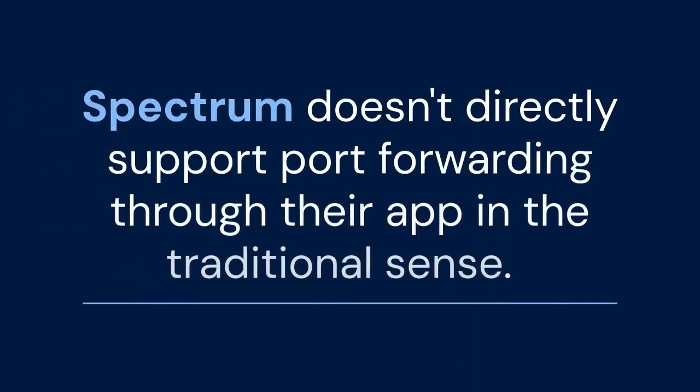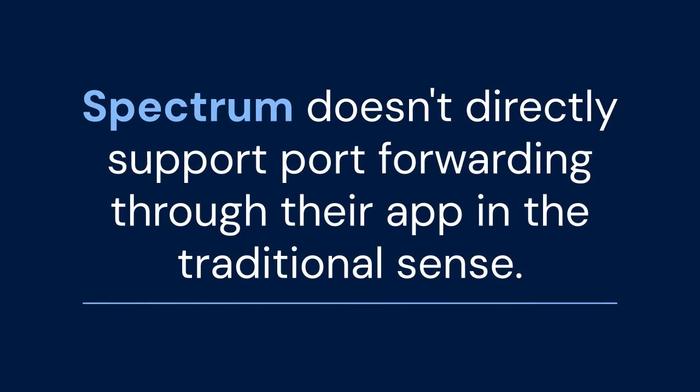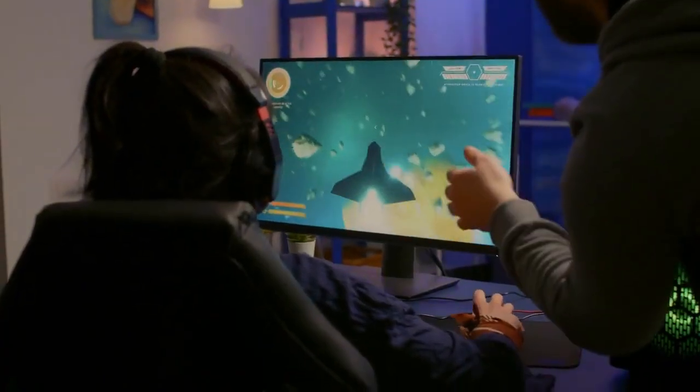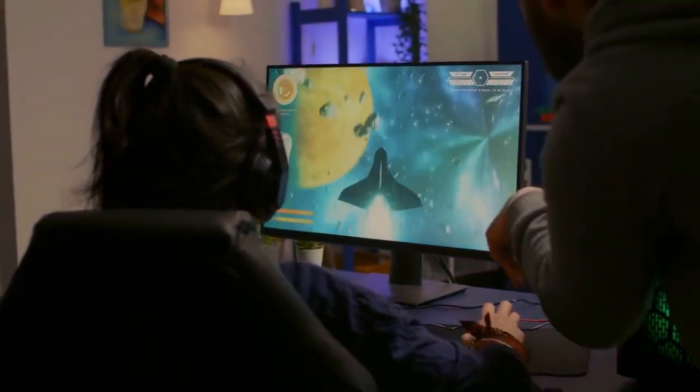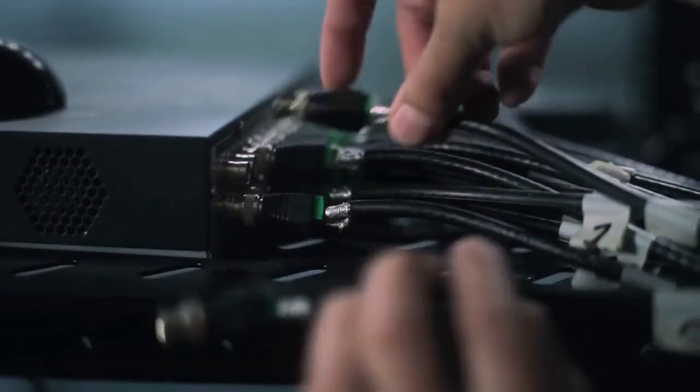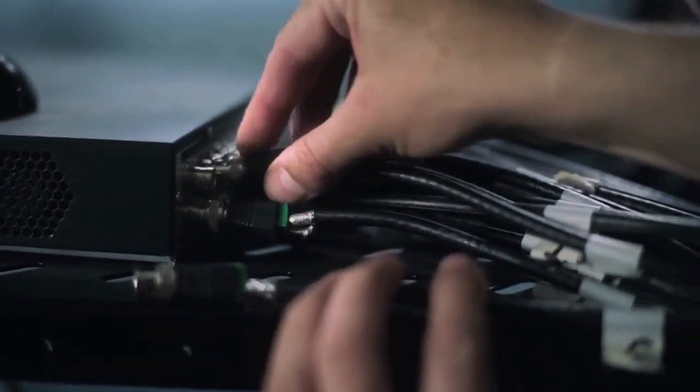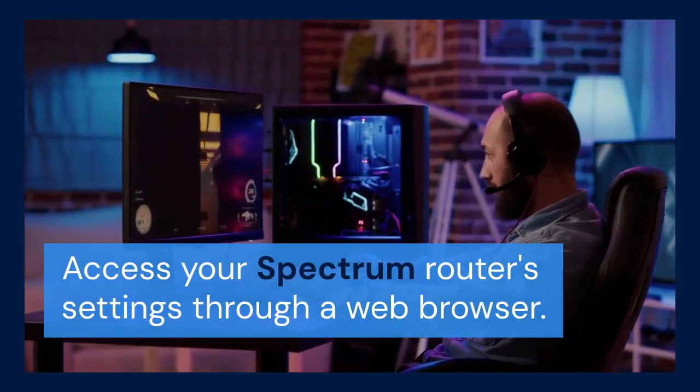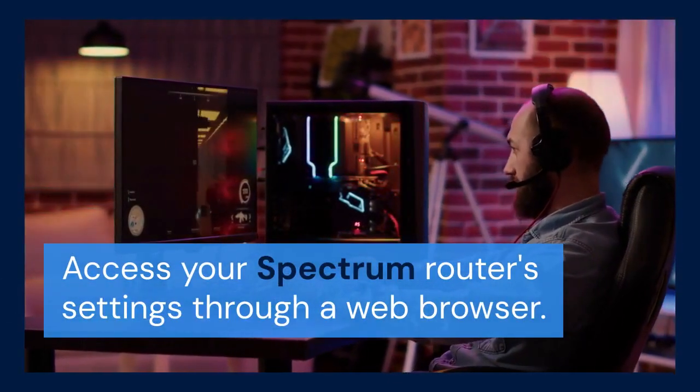Now, let's focus on Spectrum. Spectrum doesn't directly support port forwarding through their app in the traditional sense. Instead, it is more like a simplified interface to manage your router, and any port forwarding settings need to be done via the router's web interface. This means you will need to access your Spectrum router's settings through a web browser.